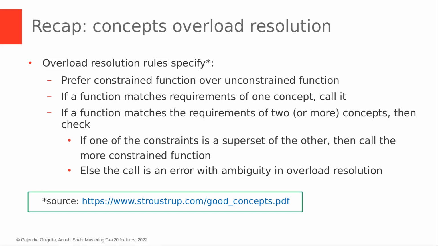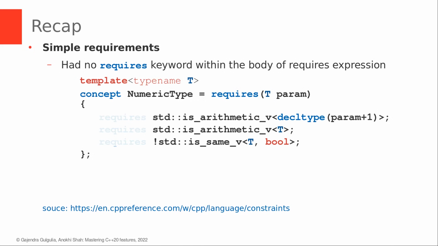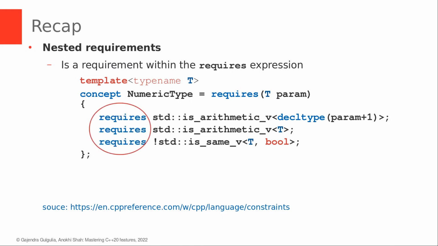In the last lecture, we looked at the rules for overload resolution of generic functions with template parameters, and later looked at simple requirements and nested requirements, and finally fixed the calls to add one functions by changing the constraint on numeric and pointer type from simple requirements to nested requirements.